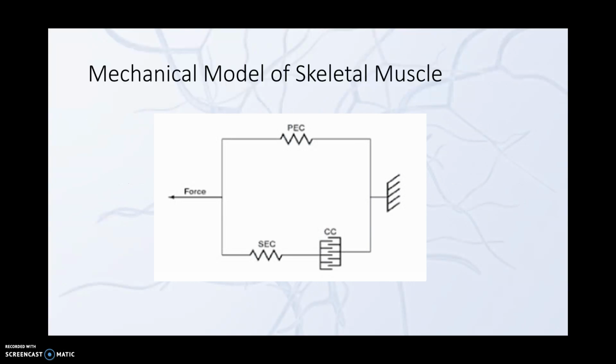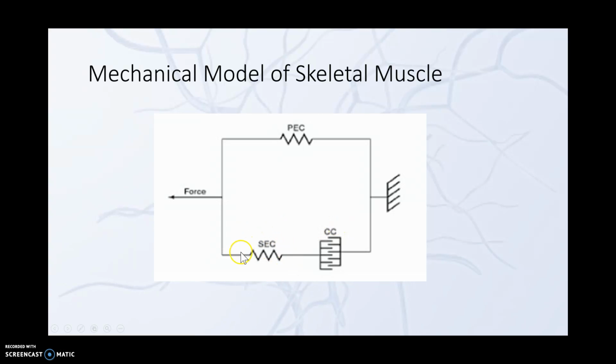Okay, so here is our mechanical model of skeletal muscle. Our contractile component is represented right here. We have our series elastic component, which is right here, next to the contractile component. And then we have our parallel elastic component on the opposite side. The contractile components include the various structures of the sarcomere, so all of the actin and myosin and so forth are considered part of the contractile component.